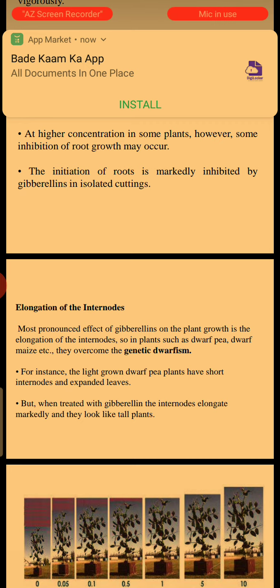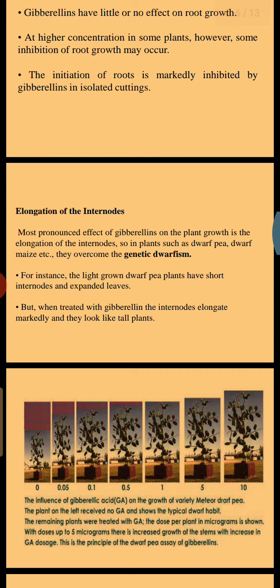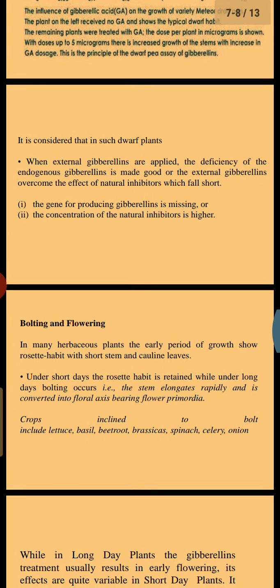So it is clear from this experiment that the gene producing gibberellic acid is either missing or inhibited, because some inhibitors' concentration is higher than the gibberellic acid. So artificial, synthetic or exogenous supply of gibberellic acid is required for more growth.